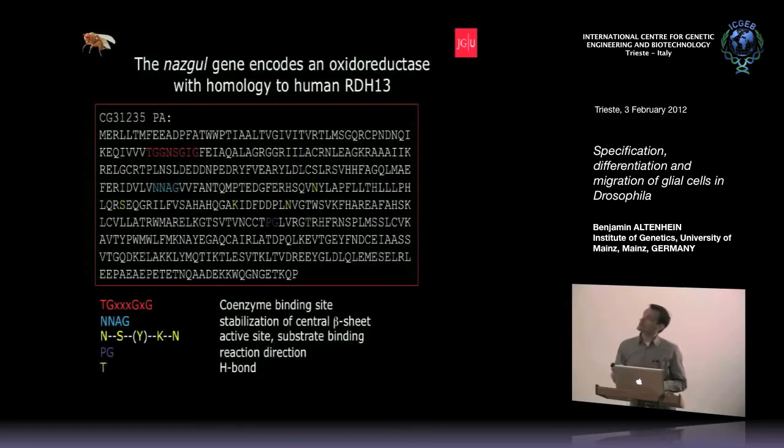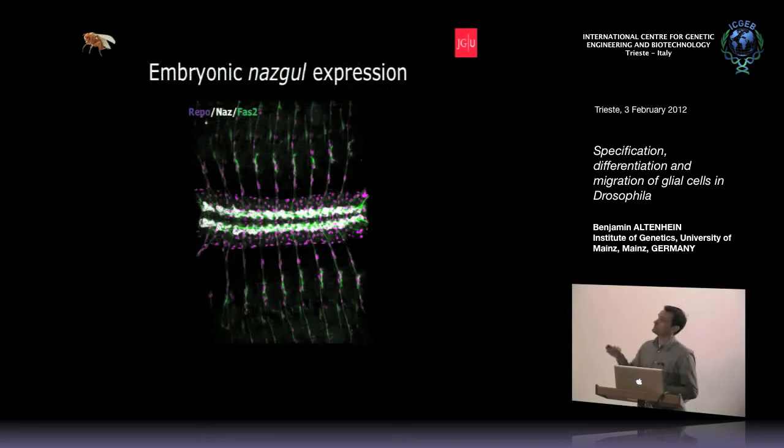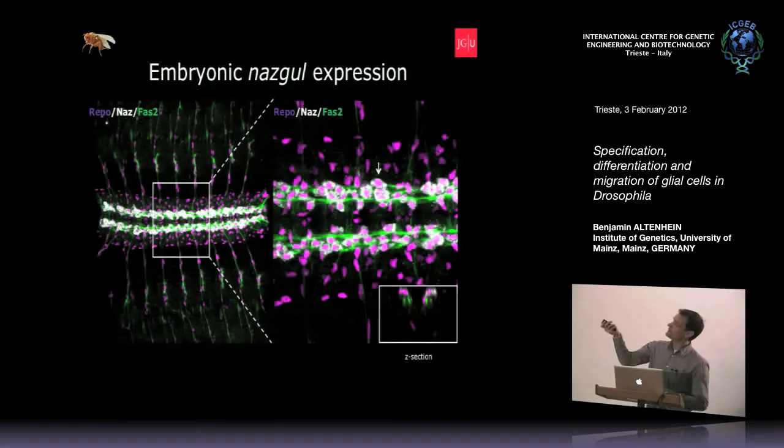The Nazgul gene encodes an enzyme, a putative oxidoreductase of so far unknown function. We have no idea what this enzyme actually does, but due to its very nice expression pattern, we would love to know what Nazgul actually does in the glia. And this is how the expression in the embryo looks, another flat preparation of a nervous system, anterior to the left. And you see in this dorsal array of cells, these longitudinal glia, Nazgul is expressed, which is given here in white. And this is a higher magnification of this.